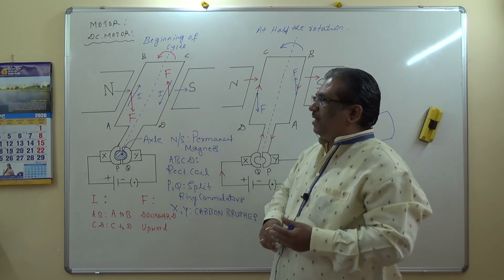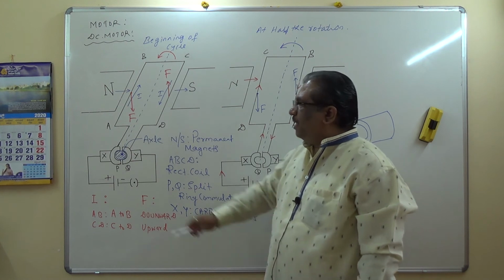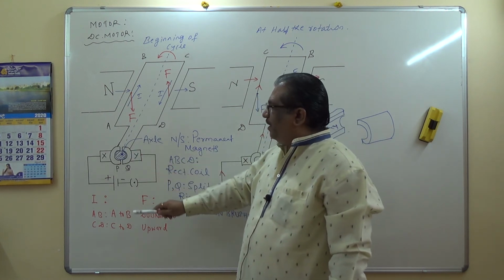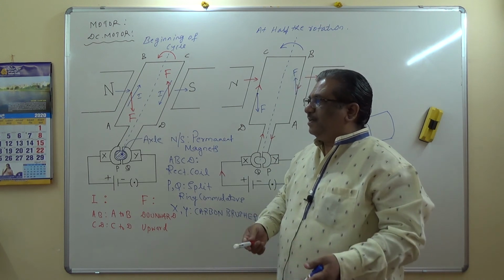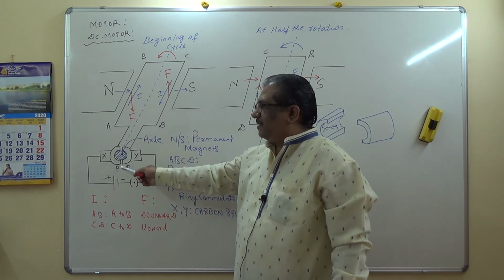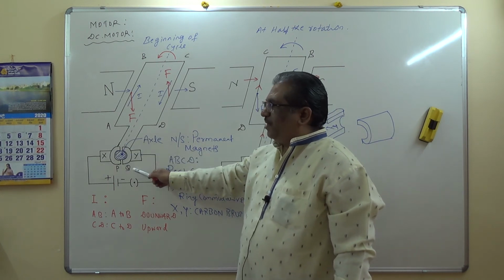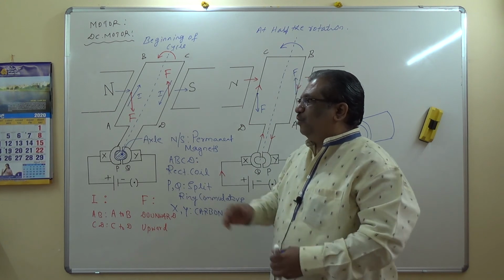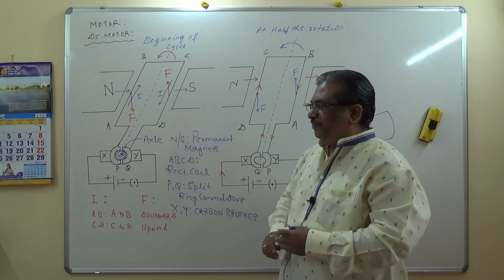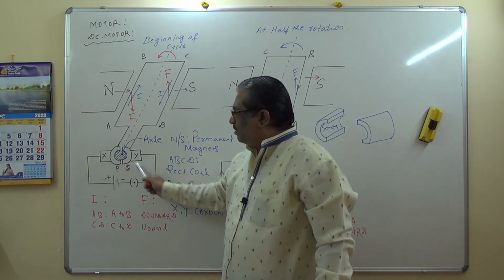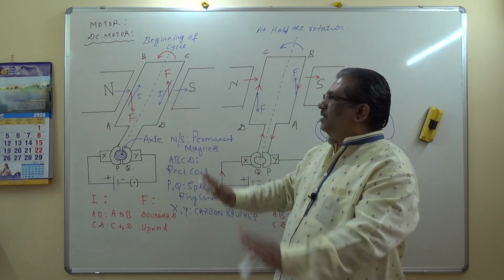The two ends of the coil are connected to the two halves of a split ring commutator, P and Q. The inner sides of the split ring commutator are insulated and attached to the axle, and the external conducting edges touch two conducting brushes called carbon brushes, X and Y. The brushes are connected to an external battery along with the switch. This is about the construction.